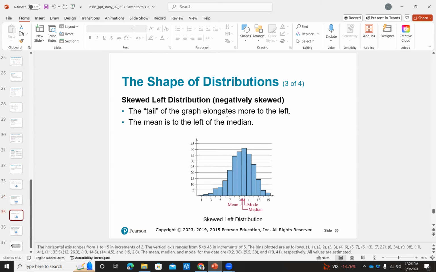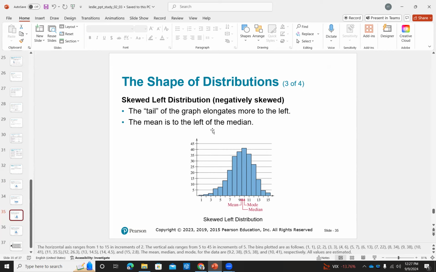Now, left skewed distribution. They call this negatively skewed. When you look at this one, we have more data points on the left side than the right side. So this is a skewed left distribution. The tail of the graph elongates more to the left. So when you look at this graph, we have more portion of the graph, we're covering more area on the left side. And what is really important is which one comes first, which one is the last. This is the important part.